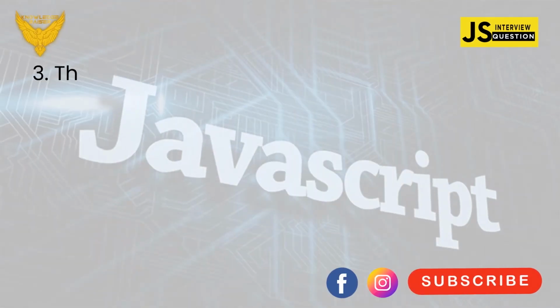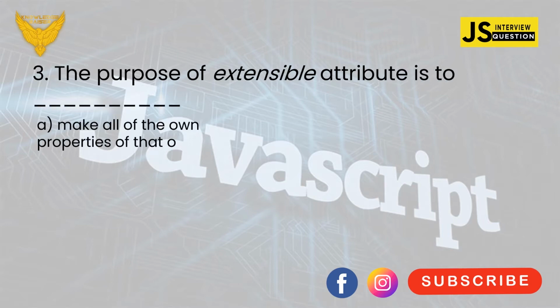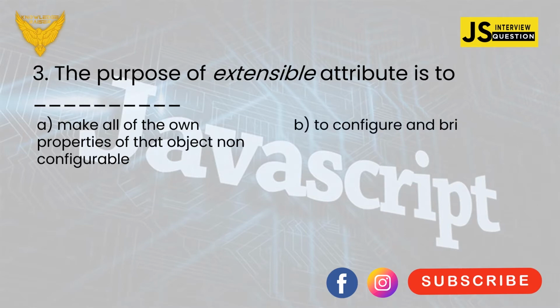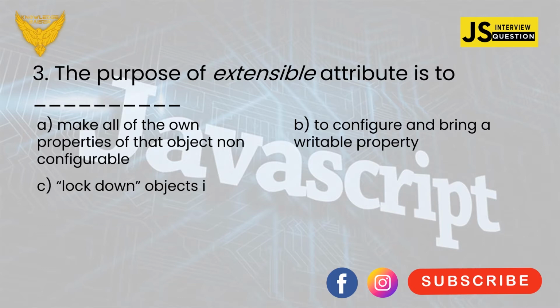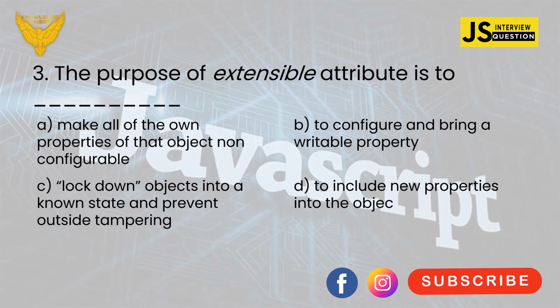Next question number 3. The purpose of extensible attribute is to dash. A. Make all of the own properties of that object non-configurable. B. To configure and bring a writable property. C. Lock down objects into a non-state and prevent outside tampering. D. To include new properties into the object. Answer होगा C. Lock down objects into a non-state and prevent outside tampering.